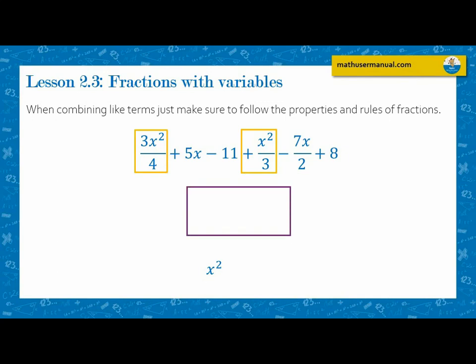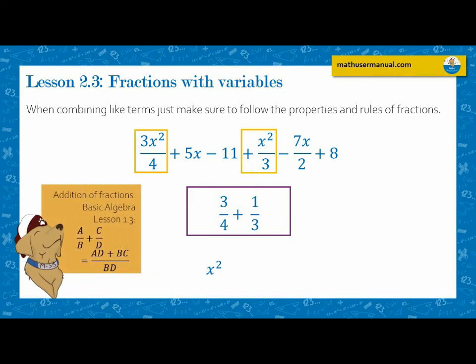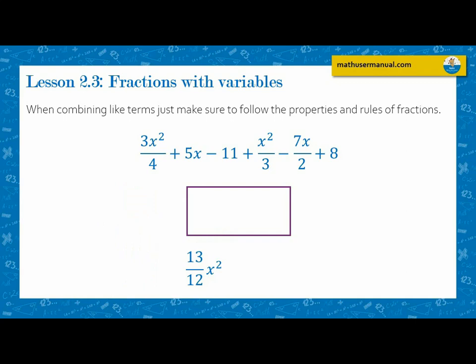So let's bring our calculation rectangle, and we have the coefficient of 3 over 4 plus the coefficient of 1 over 3. And this is just addition of fractions. We learned this in the Basic Algebra course in lesson 1.3. We can apply this formula, or we can do any of the methods we learned in lesson 1.3 of the Basic Algebra course. And if we add 3 over 4 plus 1 over 3, we're going to get 13 over 12. And that's the coefficient of x squared.